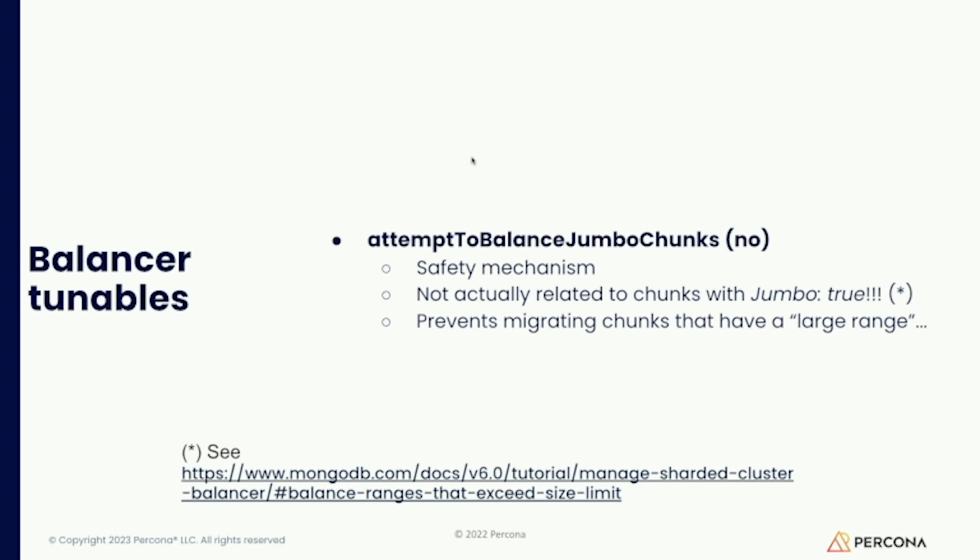Another thing we can do is modify what the balancer tries to do with the jumbo chunks. However, the name of this parameter is a bit misleading. You can read more about this in this documentation link, but really what this does is not to prevent migration of chunks that are marked as jumbo true, but instead prevents migrating chunks that have a large range. That's what the documentation says.